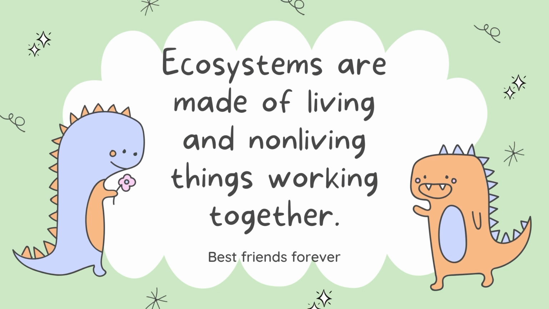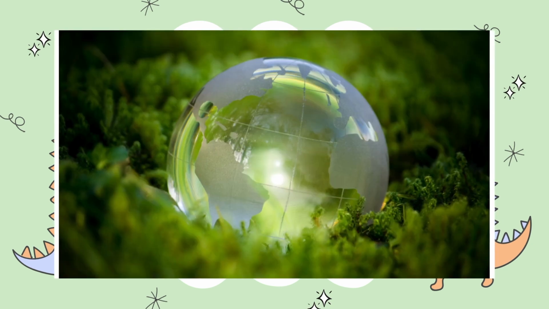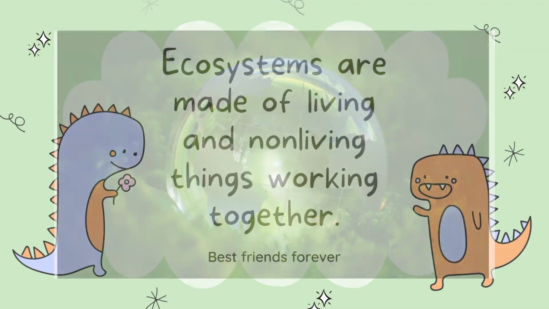What is an ecosystem? Ecosystems are formed when all the living, sometimes called biotic, and non-living elements, called abiotic, in a certain area work together to form a sort of bubble of life.